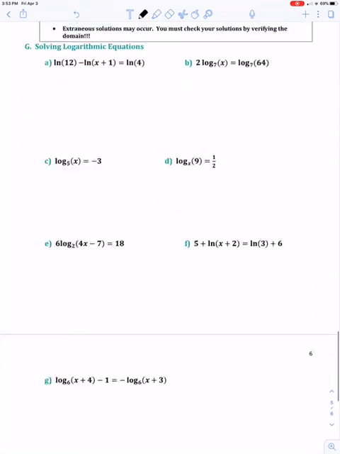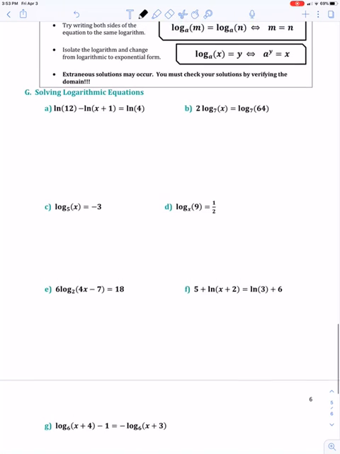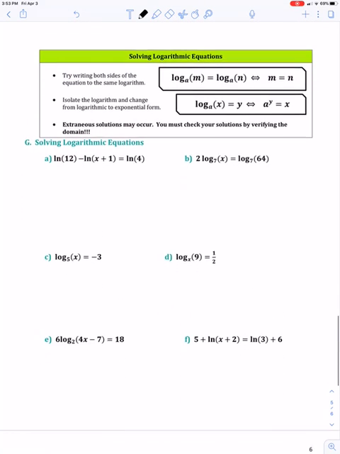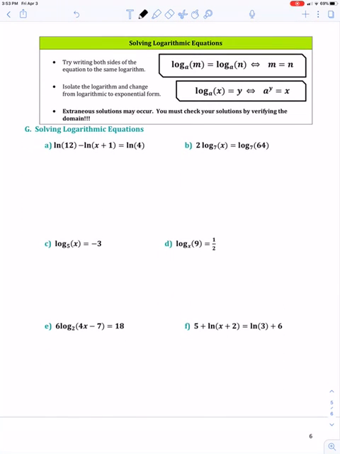All right, moving on. Let's talk about solving logarithmic equations. Let's go ahead and solve a couple here. This next example, in G, wants us to solve for x. Now, there's a couple of properties, a couple different rules we're going to think about. Log base a of m equal log base a of n implies m equal n. Log base a of x equal y implies a to the y equal x. Sometimes it helps us to rewrite it exponentially to solve it. Sometimes we can do it just using the same bases.